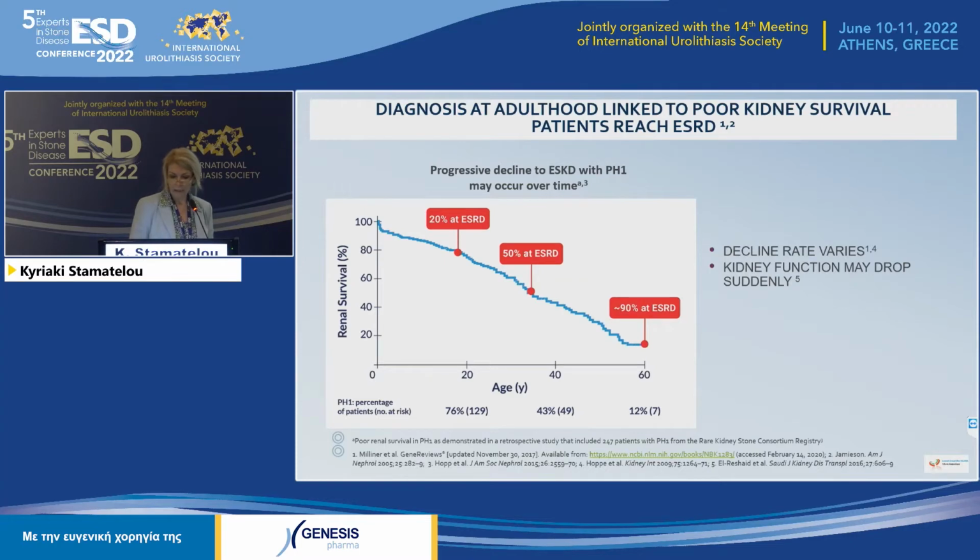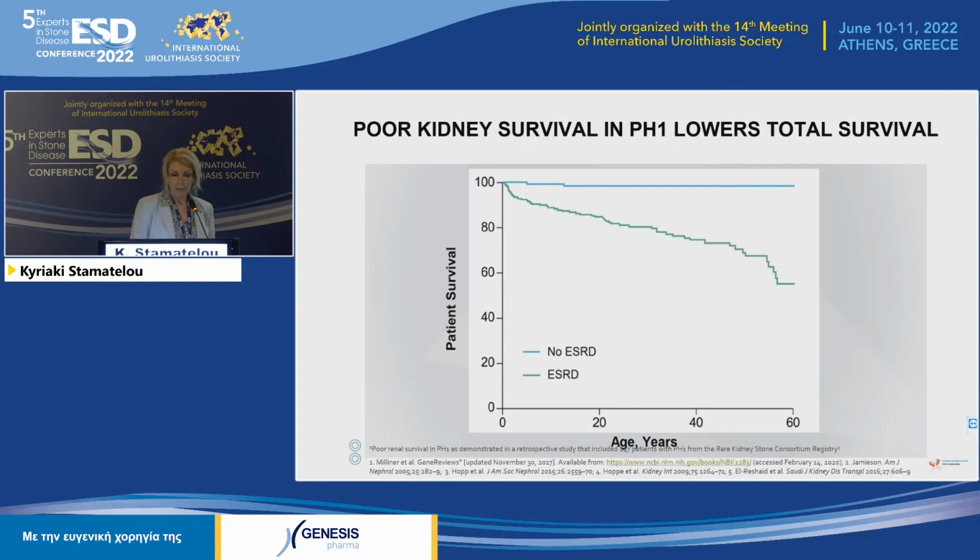These patients reach end-stage renal disease. And the poorer the kidney survival, the lower the survival, the higher the overall mortality of the patients. So this is finally life-threatening.